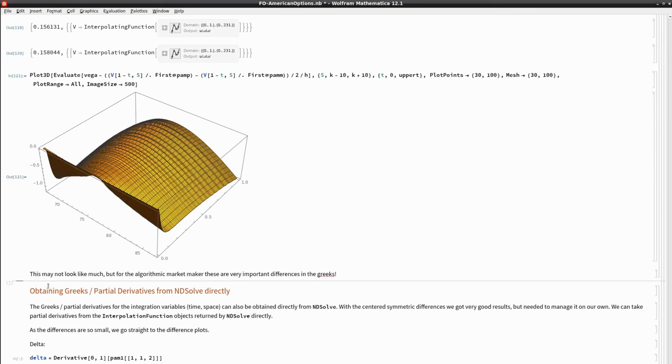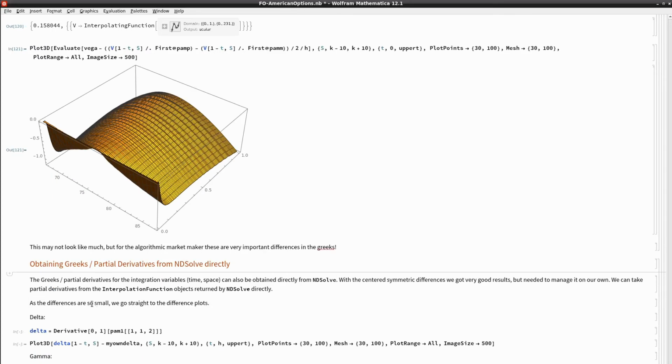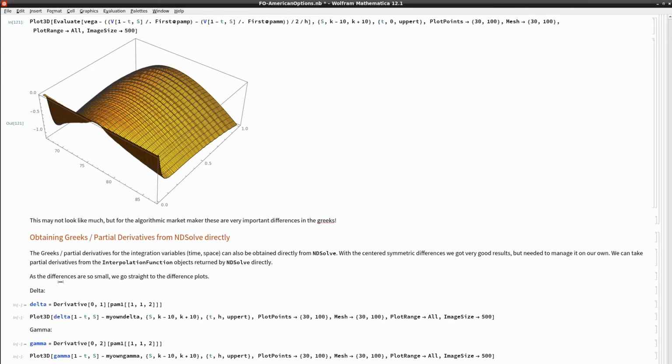Okay, I want to mention that for the standard Greeks, we can get this a little bit easier. The Greeks and partial derivatives for the integration variables time and space can also be obtained directly from NDSolve. With the centered symmetric differences, we got very good results above, but we needed to manage it on our own. We had to implement the secant rule and the higher order method for gamma, and we can take partial derivatives from the interpolation function objects directly that we get returned from NDSolve. So as the differences are so small, I go straight to the difference plots.